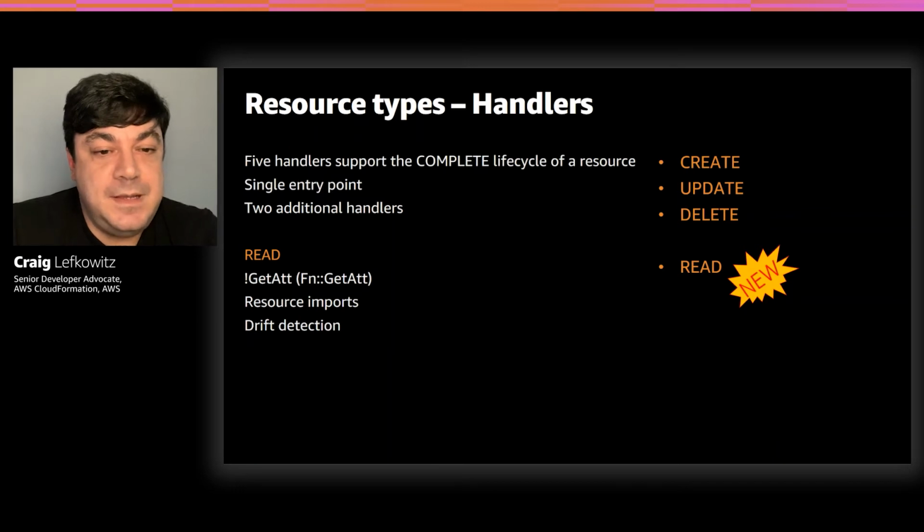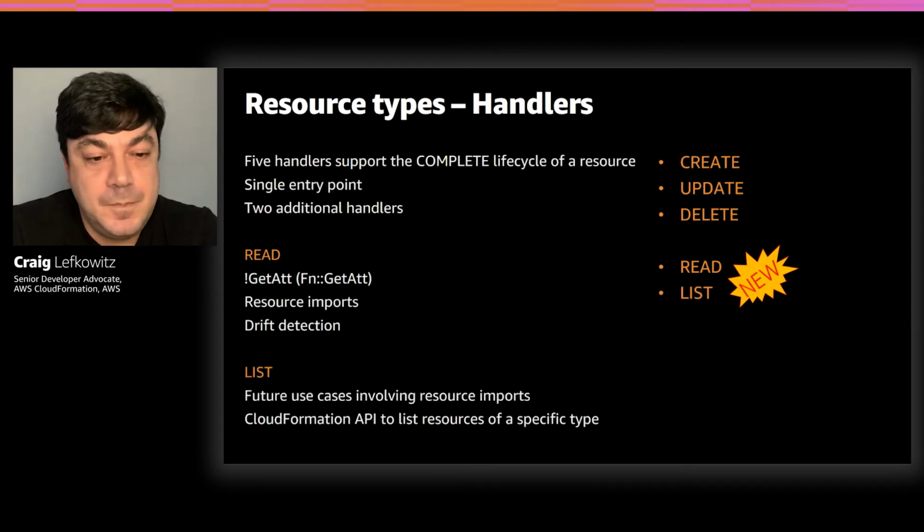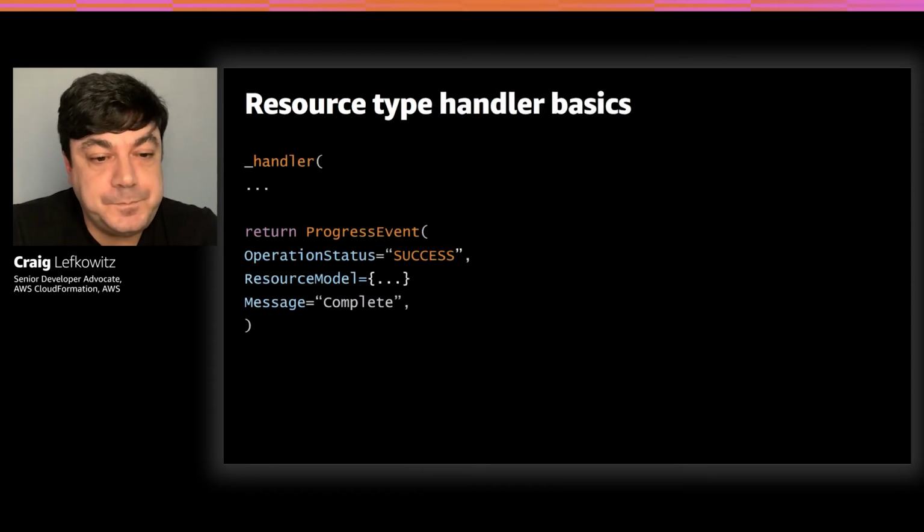The read action is used for getting attributes of your resource, for example, when a user calls the GetAtt intrinsic function. It's also used if a user wants to import an existing resource into their CloudFormation template, or it can be used for drift detection. In this case, CloudFormation will request the properties of the existing resource in order to perform those actions. List is an action that will be used in future use cases. One such use case is when a user or system wants to list multiple existing resources that can be used for a bulk resource import operation.